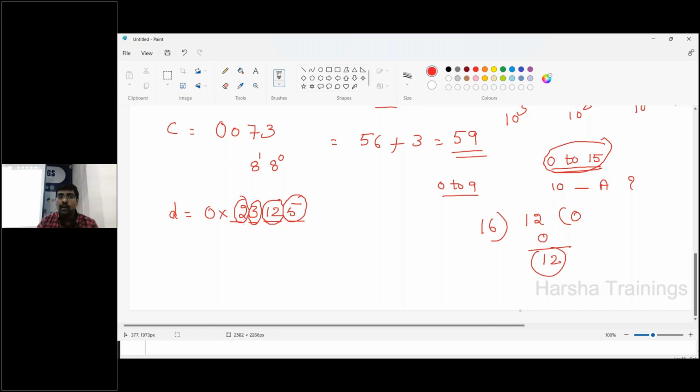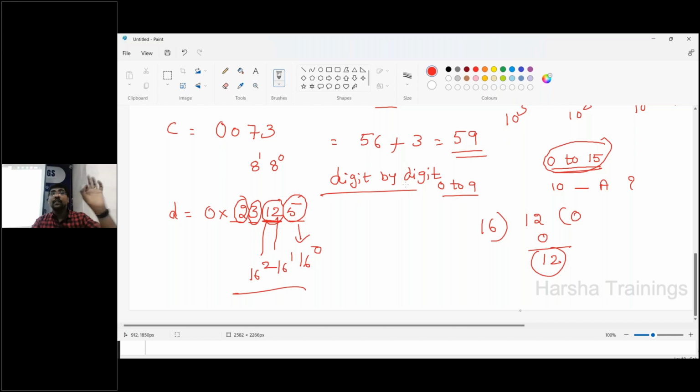From the system's point of view, 5 is one digit: 5 into 16 power 0. They are not considered as 12. They consider 2 as a separate number and 1 as a separate number. Why? Because the system knows only 0 to 9 and considers each and every digit, digit by digit. That is very important.